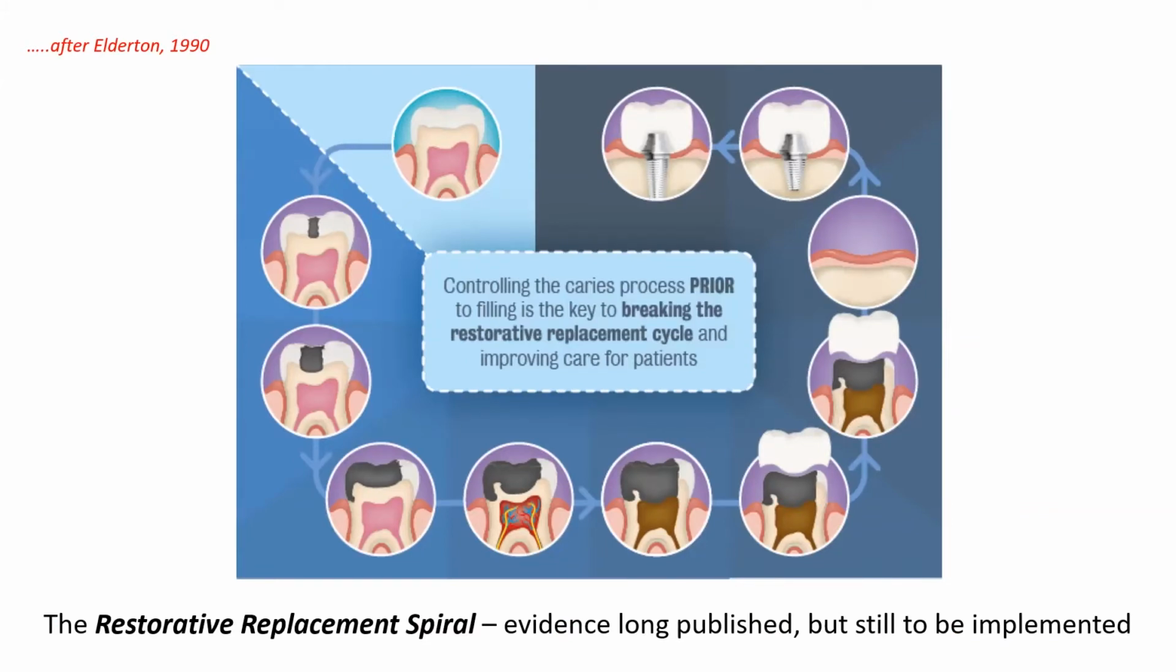This is probably one of the most important, but in a way the most frustrating slides I'm going to show you. It comes from a summary by Professor Richard Elderton in the 1980s and 90s, and it shows the spiral that when we transfer across that dotted line from the very first restoration placed in a tooth, we're starting a spiral. The filling that we put in gets bigger, more extensive, involves more surfaces, and then gradually the pulp becomes compromised, infected.